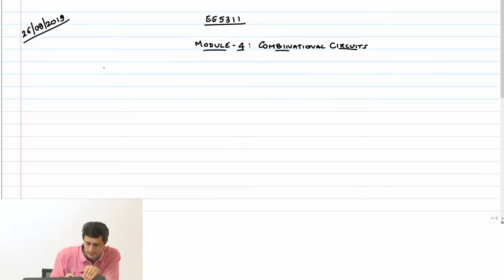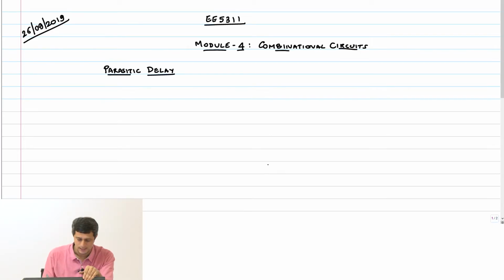Okay, so last class we summarized our discussion on parasitic delay. And we basically said that parasitic delay is independent of gate strength, drive strength. And what do I mean by drive strength?